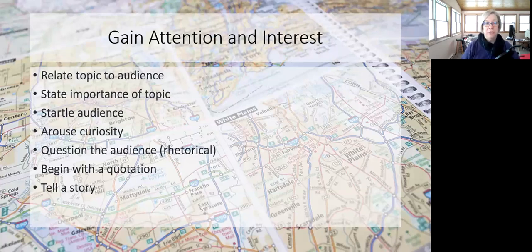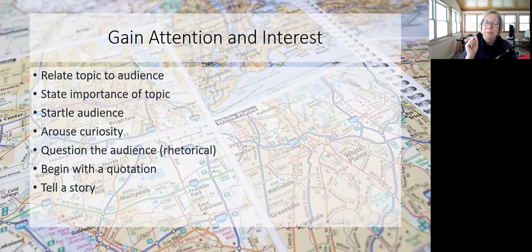You can ask a question. Not like polling, don't ask for responses. You want it to be a rhetorical question, but you could start out by saying, what would you think if you were sick and went to the doctor and she prescribed that you watch episodes of The Office as part of your treatment? So you're asking a rhetorical question. You don't expect people to answer back. Obviously on video, they aren't going to, but you want to ask a rhetorical question to get your audience thinking, what would that be like? And of course, that'd be a speech on laughter being the best medicine.